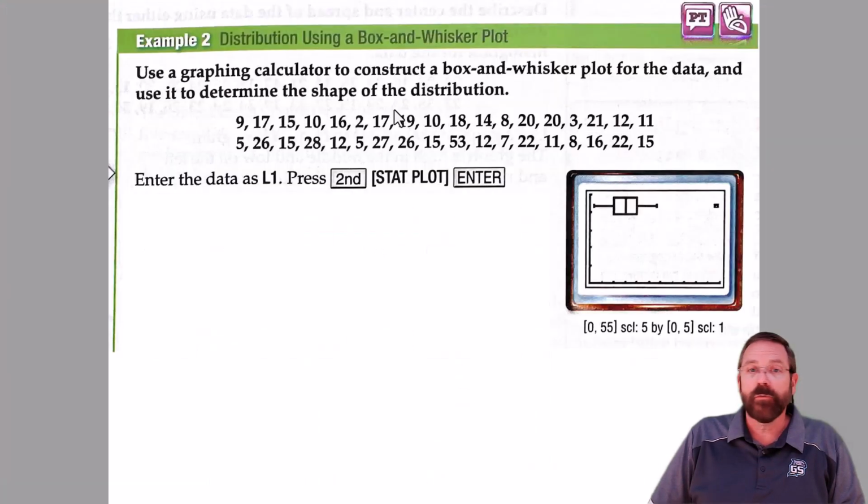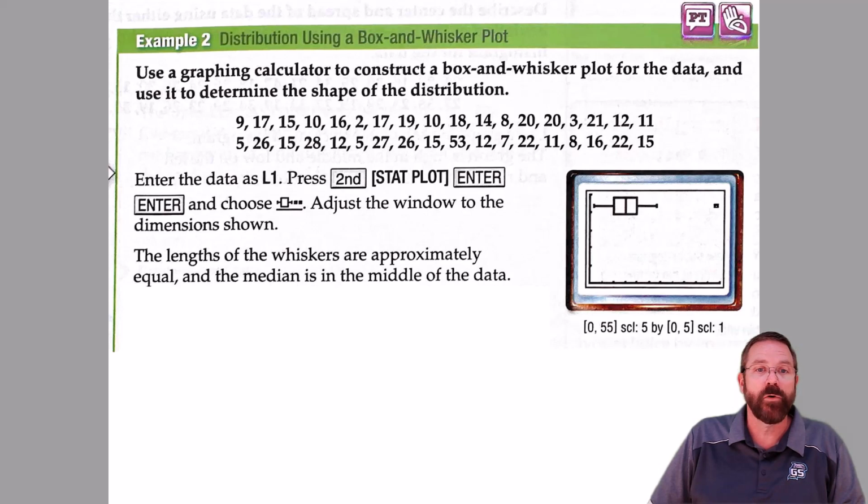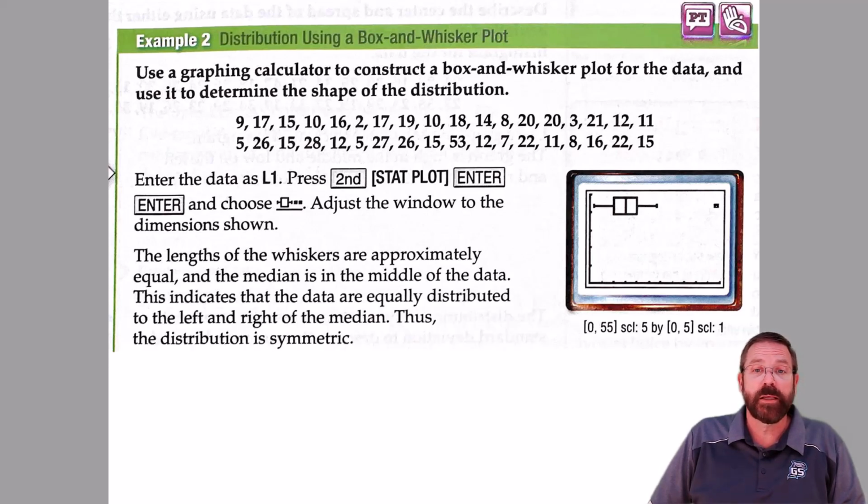So let's jump back over to the lesson and see what else they've said. They went ahead and gave us some instructions on how to put all this stuff in their calculator. I'll put that up there for you. If you're using the graphing calculator, I really encourage you to use the Desmos one. It's just so much easier to use. It really is. It distributes your data better. Right here it says the lengths of the whiskers are approximately equal. The median is in the middle of the data, and this indicates the data are equally distributed to the left and right of the median, thus the distribution is symmetric.